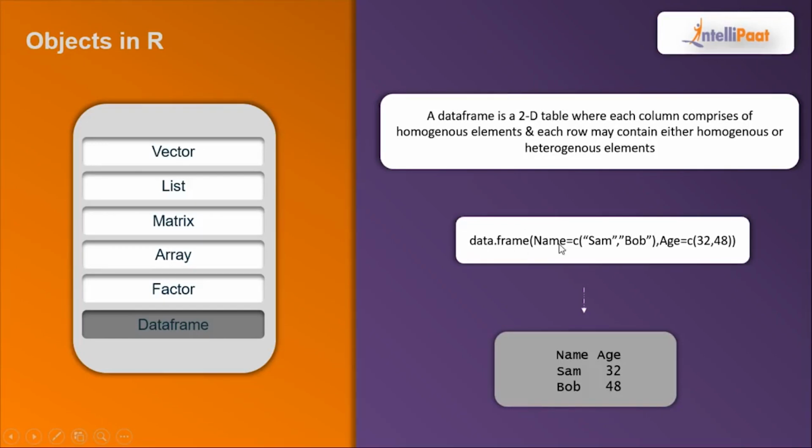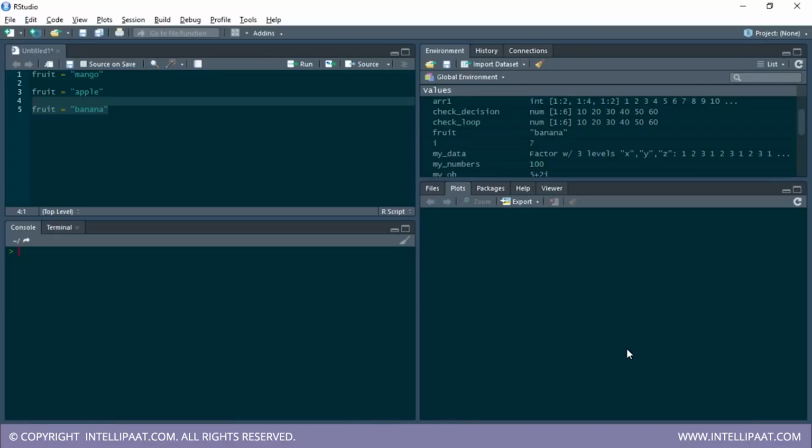We will use the data.frame function, and inside it, we can create different columns. With this command we are creating 2 new columns. I am naming the first column name, and the values which go in the first column are Sam and Bob. The name of the second column is age, and the values which go into it are 32 and 48. And this is the resultant data frame which we get. So we have 2 columns, name and age, and the values under name are Sam and Bob, and the values under age are 32 and 48. Now let's go to R and create a data frame by ourselves.